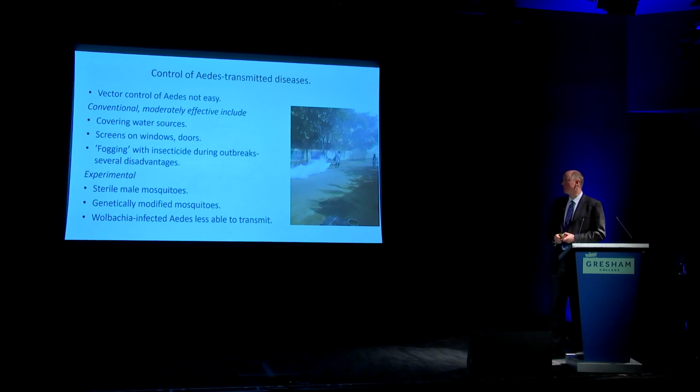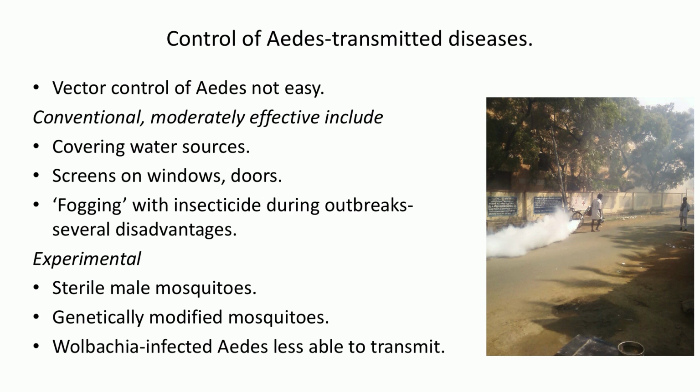And this is a problem because controlling the Aedes is not easy. They are tough opponents. They live in very small water sources. You can do conventional, moderately effective things. They include covering water sources, not having water pots and pans, screens on doors and windows, and fogging with insecticide, which is environmentally not a good idea. But if you've got a big epidemic, you do from time to time have to do it. It's not hugely efficient, and it's potentially very environmentally damaging.